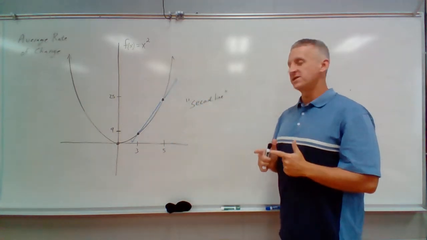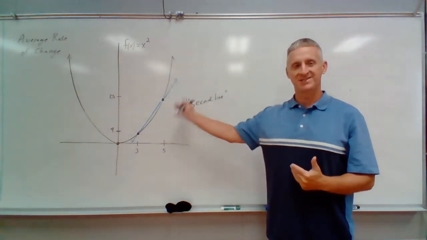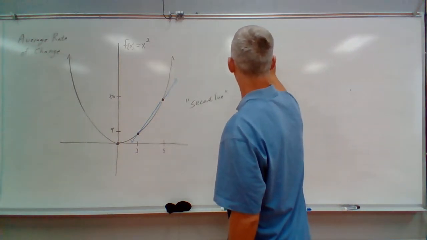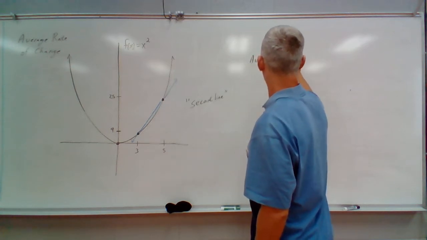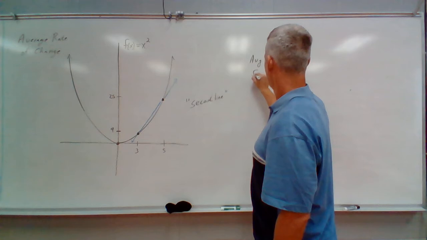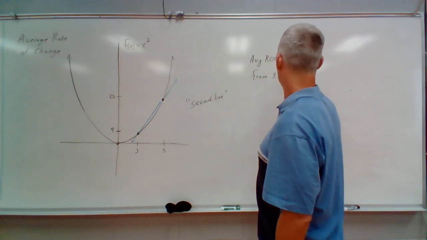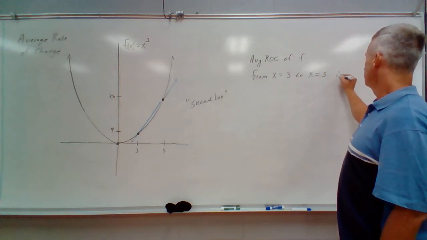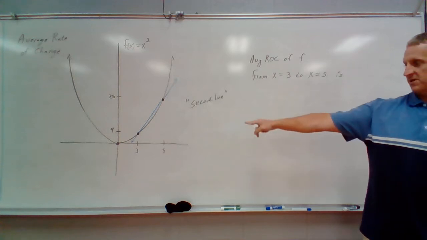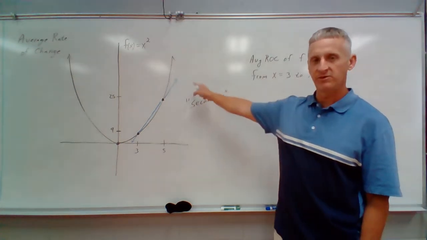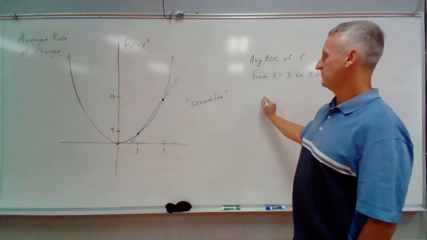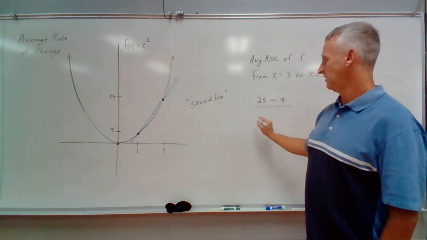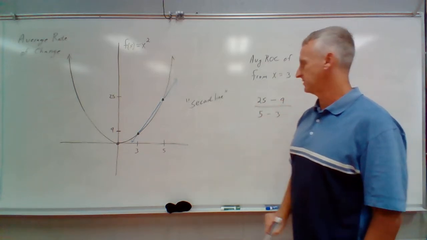So now the average rate of change will just be the slope of that secant line. We know how to find the slope of lines. So the average rate of change of f from x equals 3 to x equals 5 is just the slope of the blue secant line. So that will be 25 minus 9 over 5 minus 3.